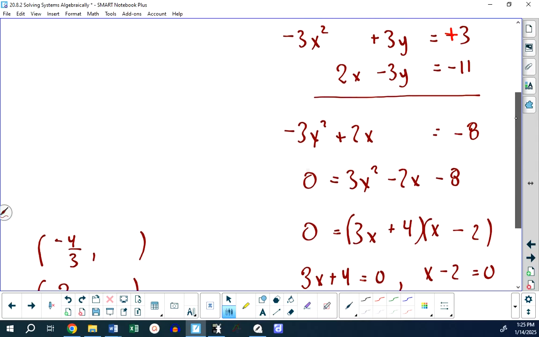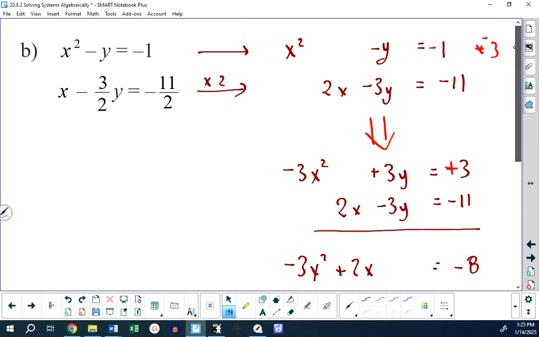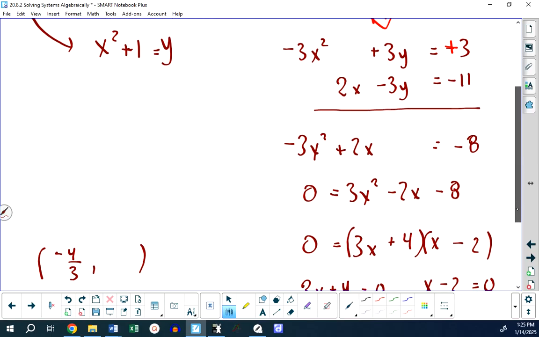I would probably go back to the very beginning and use this. It's the simplest. Even if you get rid of the fractions here with the second equation, then you're dealing with something that has 3y in it. The first equation can be rearranged for y very easily. So it's x squared plus 1.